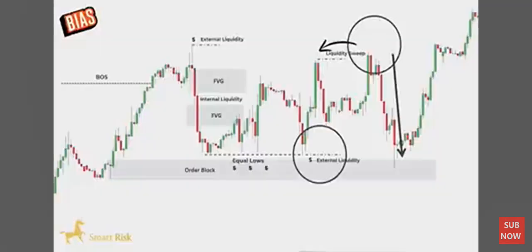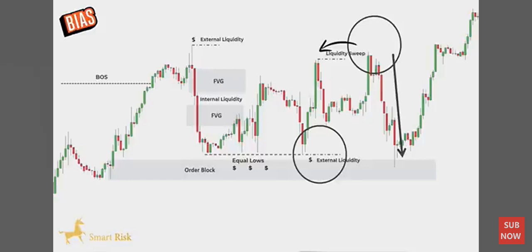a potential reversal, even if it's only temporary. We thoroughly discussed liquidity concepts in our previous episodes, so I'm going to put their links in the description box of this video in case some of you would like to watch them.